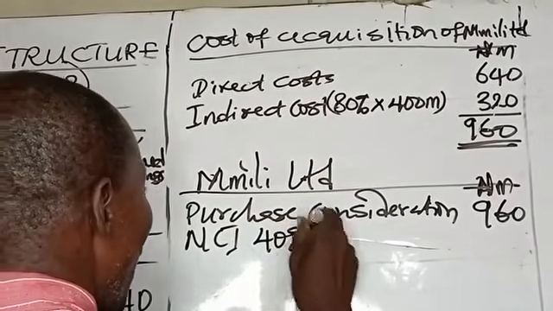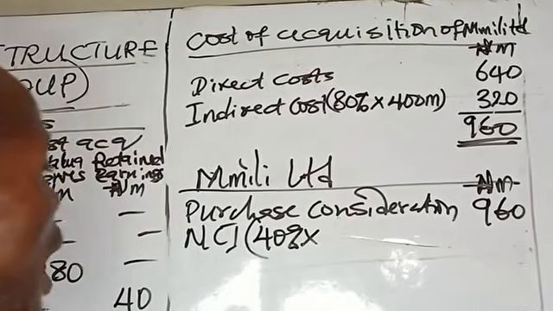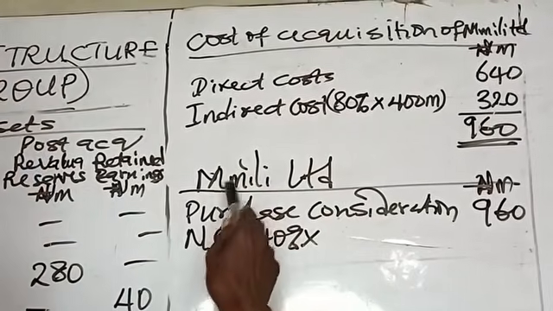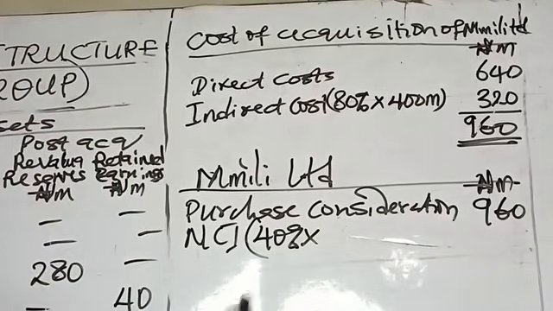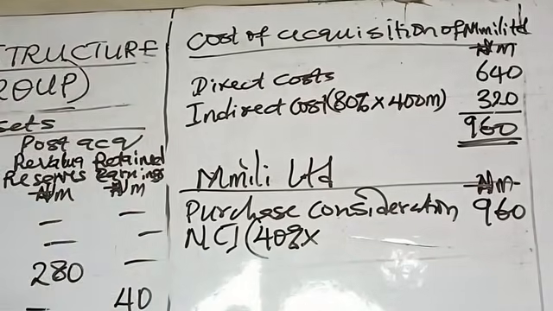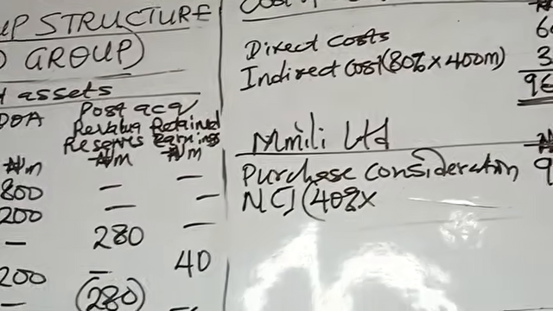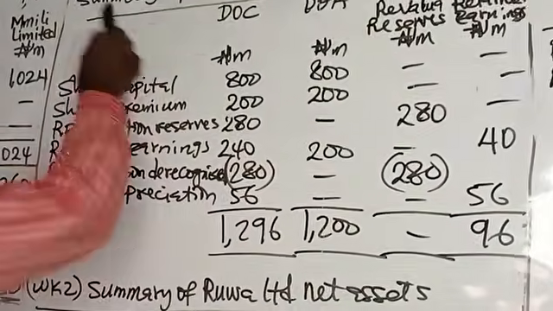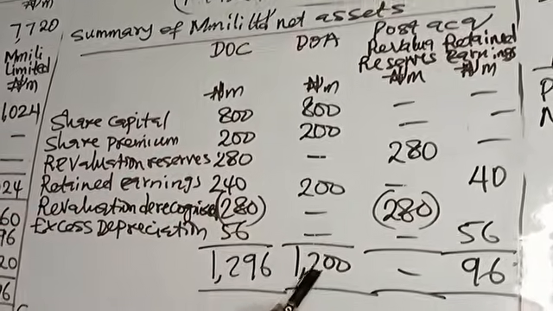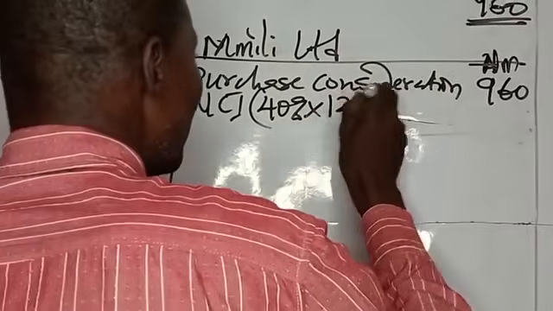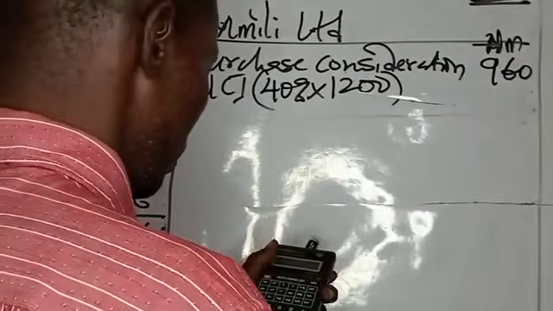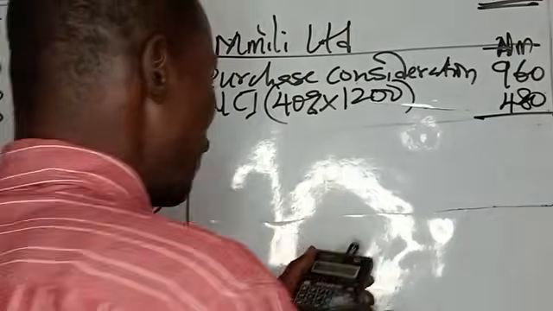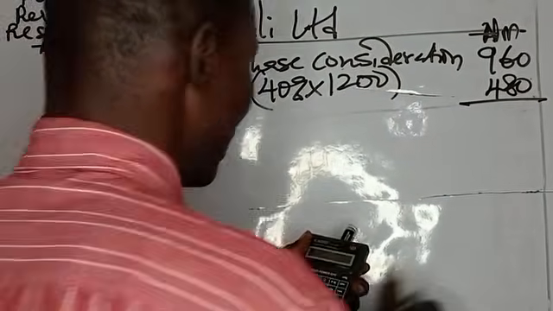40% of net assets. If you check our earlier working, the effective cost of OMI PLC in Mili Limited, which has been calculated earlier, that was where we got the 40%. So then the net assets at the date of acquisition is 1,200. From the summary of Mili Limited net assets, we got 1,200. 40% of 1,200, so we have 480. If you add the 480 and 960, then you have 1,440.